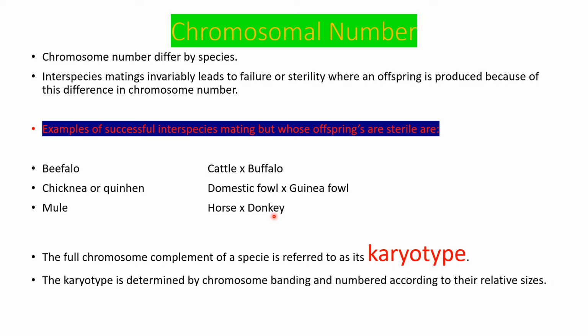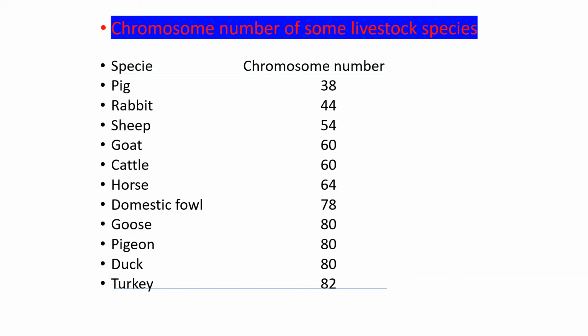Now, when we look at the full chromosome complement of a species, this is known as its karyotype, and this is usually determined by chromosome banding, and the chromosomes are then numbered according to their relative size. So here are some examples of chromosome number of some livestock species. The pig with 38, the turkey with 82.